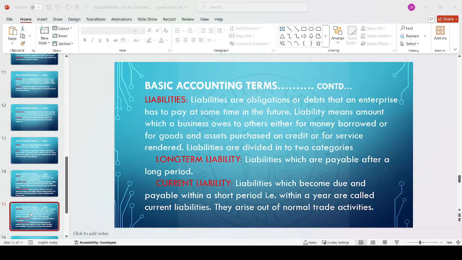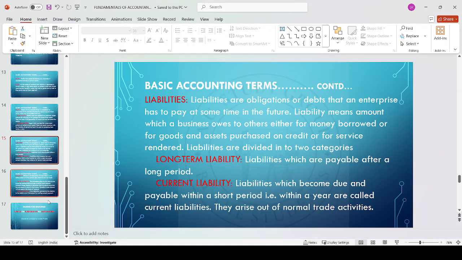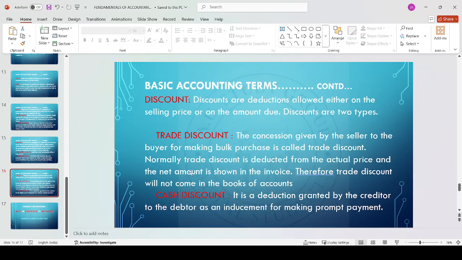Next is discounts. Now discounts basically are deductions allowed either on a selling price or on the amount due. Remember this again, discounts are allowed either on the selling price or on the amount due. Based on that, they are divided into two: trade discount and cash discount.